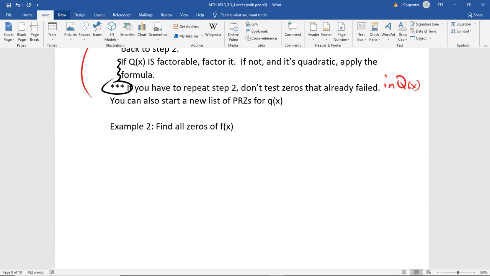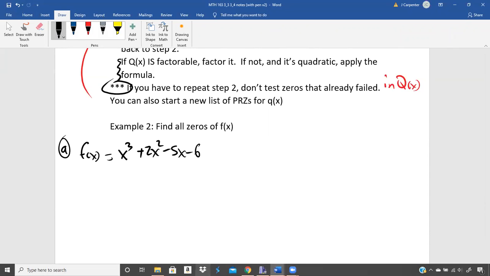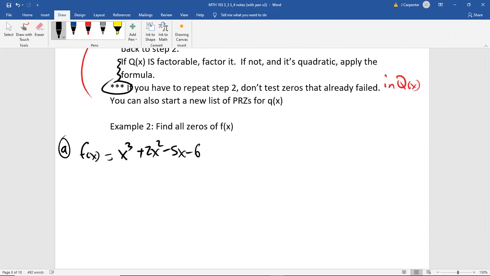Now, I could do the exact same problem and give different instructions. I can say factor f of x, and it could end up being the exact same problem. So f of x equals x cubed plus 2x squared minus 5x minus 6. Oh, a four-term polynomial that's cubic. Let me just factor it. Good luck factoring it, because factor by grouping doesn't work, and I haven't taught you a method besides factor by grouping for a four-term third order polynomial.